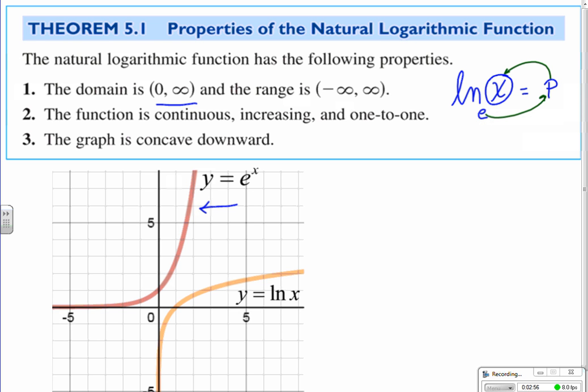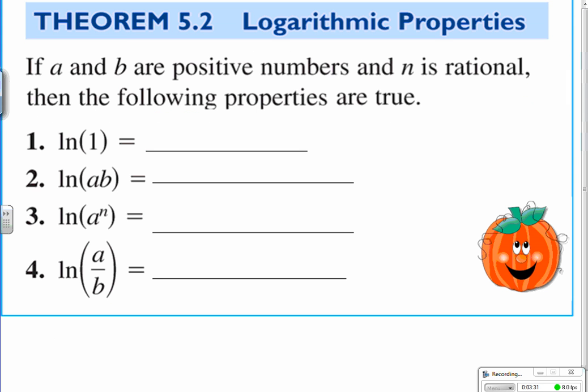Also, we can talk about the graph being concave downward, and that is for the natural log function. This would be concave down. This one here is concave up. So what I'm showing you here, and maybe you recognize it, is that we have an inverse function. Y equals e to the x is an inverse function with y equals natural log x. So there's that line, y equals x, and I see the mirror image over it. That is a property of inverses.